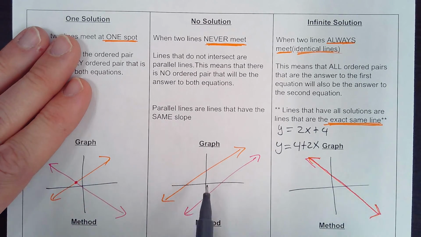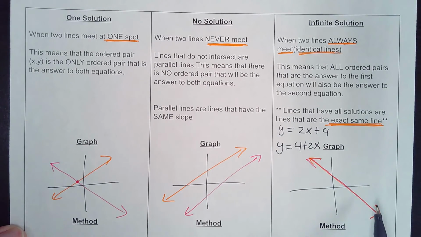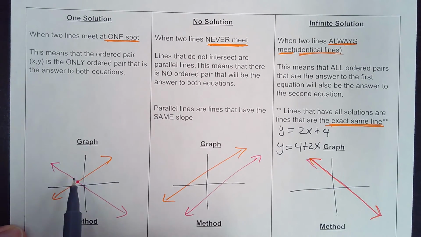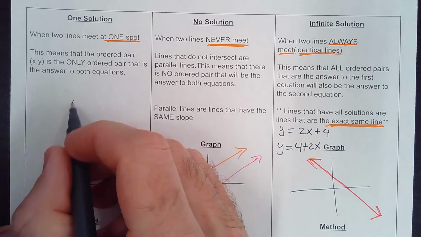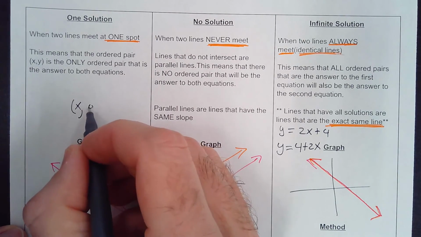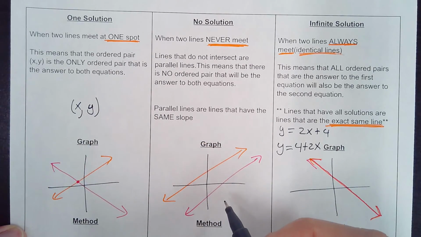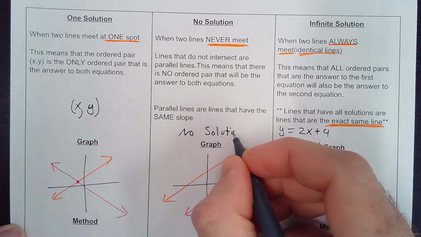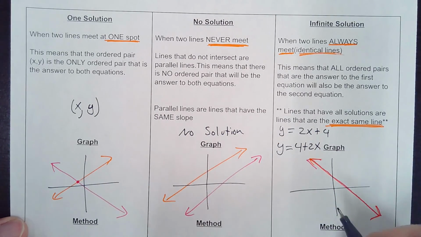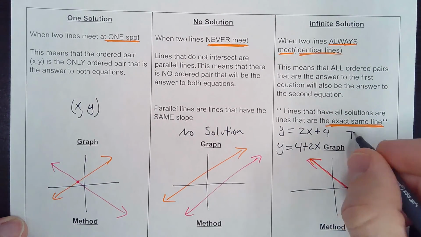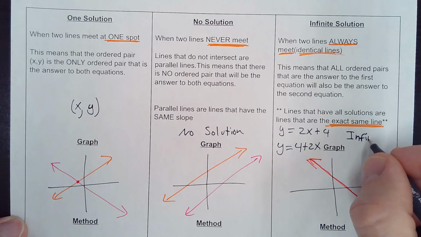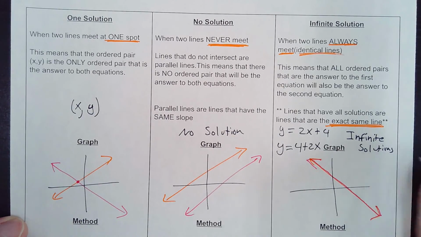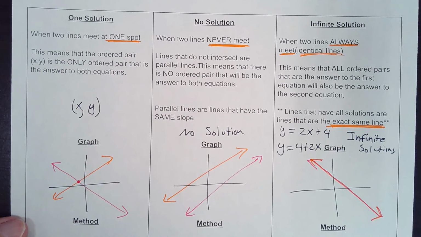So if you ever get an example like one of these, your solution for one solution would be an ordered pair. Your answer here, you would have to put an x comma y as your solution. Here, your solution, you would say no solution. That's your answer, no solution. If you get this one, you would say infinite solutions.